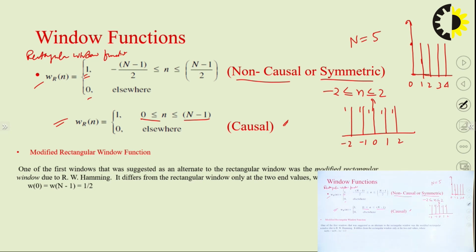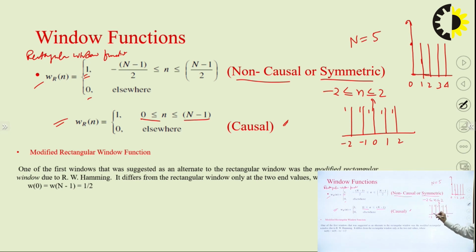But when we use this type of window function, as we have already seen, the truncation of the infinite duration impulse response becomes abrupt, not gradual. When this becomes abrupt, we have undesirable oscillations in the pass band and stop band. So what we have to do now is change the shape.